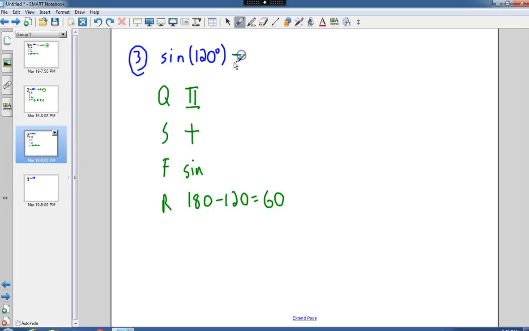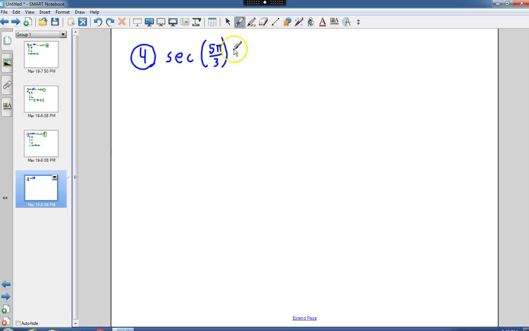So we can rewrite the sine of 120 as positive sine of 60 degrees. Sine of 60 is an exact value that you have to have memorized. We know that it's equal to the square root of 3 over 2. And this end result has to be positive, so the sine of 120 degrees is equal to positive square root of 3 over 2.